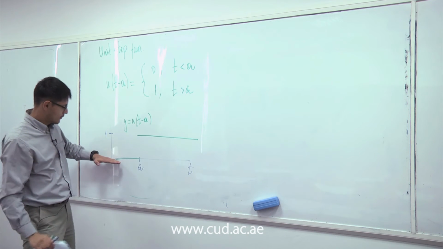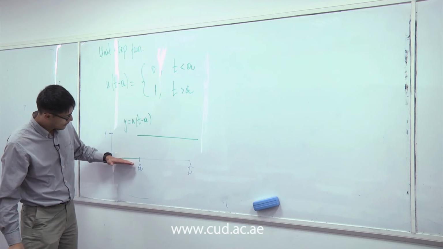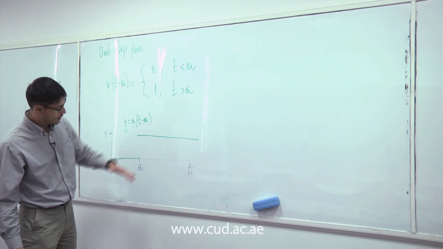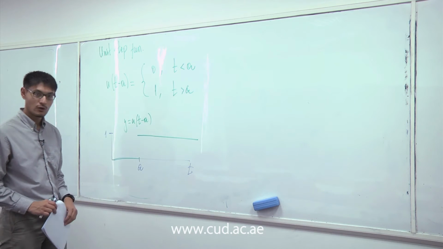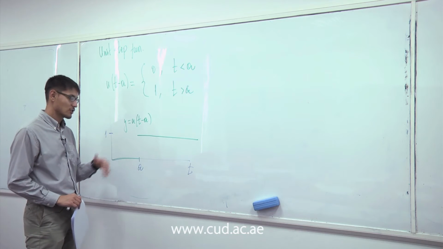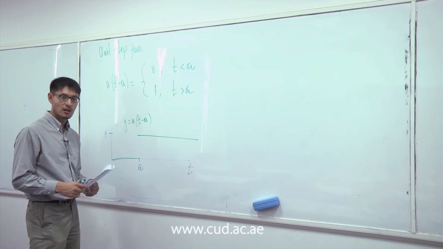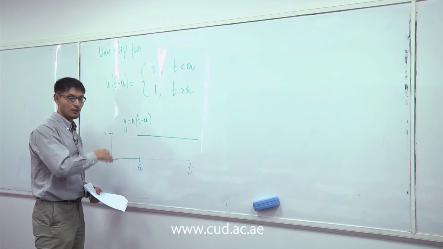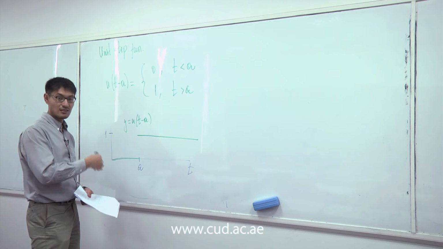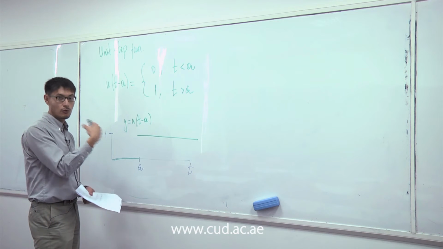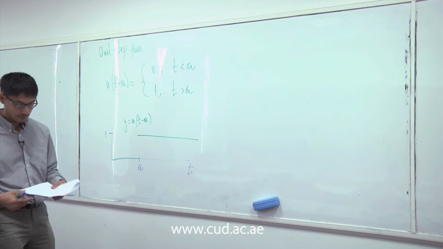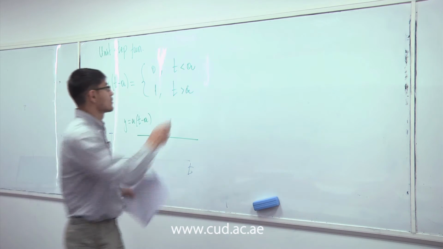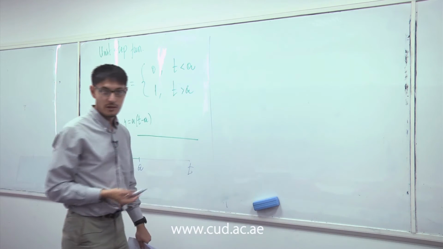So it's sort of off until it reaches a, and then after a, it gets turned on. It's equal to 1. So it's a very useful function to describe any phenomena that involves switching on and off. In particular, a lot of signals can be modeled mathematically using this function. So let me just quickly talk about the Laplace transform of the step function.